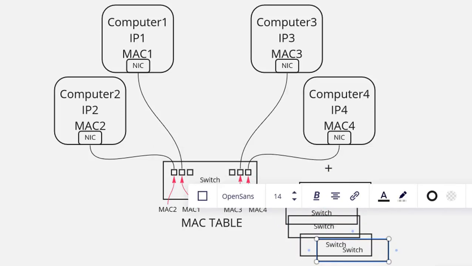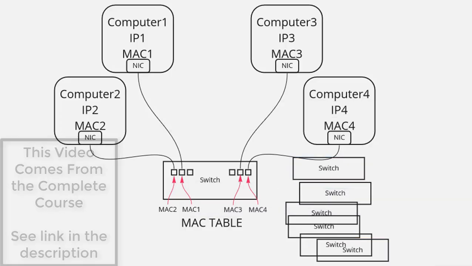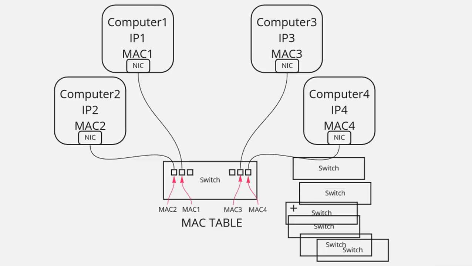And so the more switches that we connect, the more computers that we have in our layer 2 network, in our Ethernet network, the larger our MAC address tables start to get, the larger our broadcast domain becomes, right?